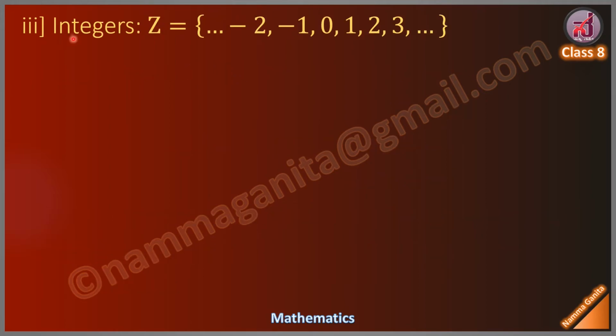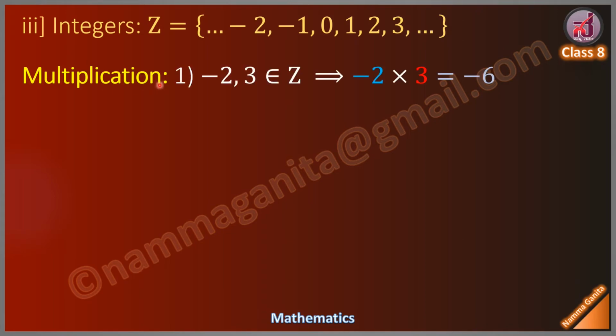Now consider the set of integers. Z is equal to dash dash dash minus 2, minus 1, 0, 1, 2, 3 and so on. Multiplication. Consider the first example. Minus 2, 3 belong to Z. Then minus 2 into 3. Minus into plus is minus. 2 3s are 6. Therefore, answer is minus 6.